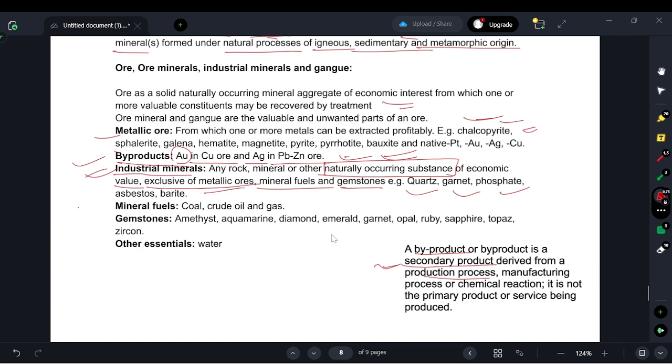Now what is a mineral fuel? It is coal, crude oil and gas. So all of these come under mineral fuel. Just remember that in the case of industrial minerals, we don't consider metallic ore, mineral fuel, or gemstone. So it is exclusive of these terms. Mineral fuel is a different thing. Now we have the gemstone. These are the amethyst, aquamarine, diamond, emerald, garnet, opal, ruby, sapphire, topaz and zircon. So all of these come under gemstone. And other essentials are what? We have the water, right?